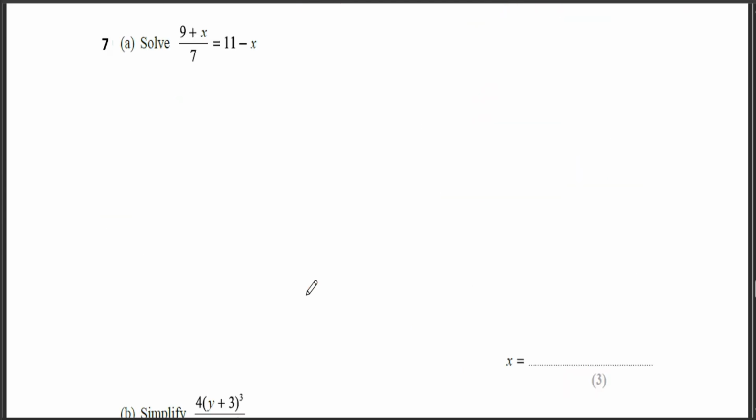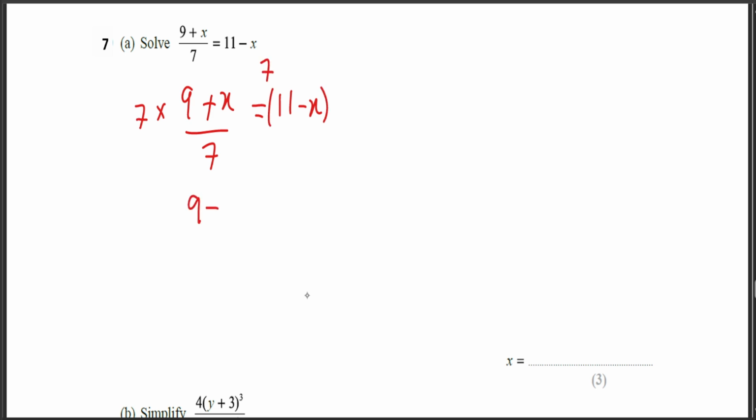Now you have a question like this. Solve 9 plus x over 7 is equal to 11 minus x. So very, very easy question. You do something called cross multiplication. Over 7 is equal to 11 minus x. So let's multiply by 7 here. Let's multiply by 7 here.